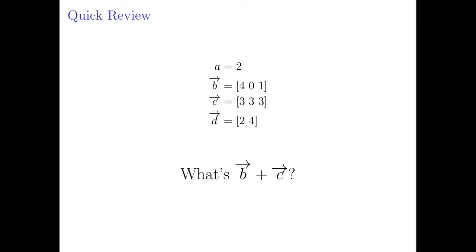What if we do B plus C? Pause the video and figure it out. The answer there is going to be 7, 3, 4, because we get 7 as the first element, 4 plus 3, then 3, which is 0 plus 3, then 4, which is 1 plus 3, easy as pie. What about C plus B? What do we get? And the answer is 7, 3, 4, which is the same thing we got a minute ago.